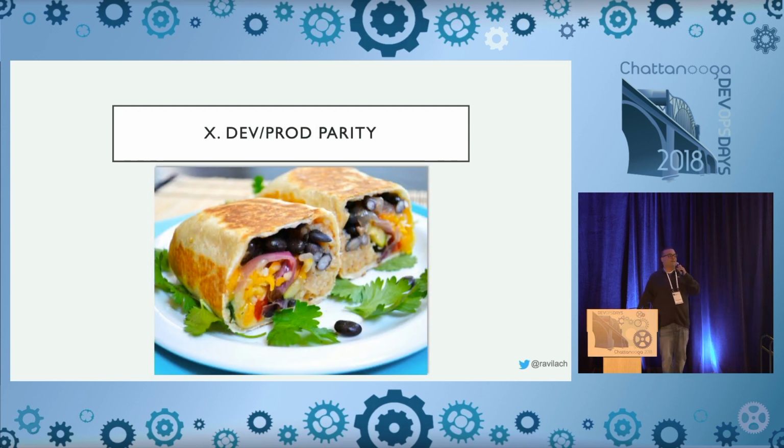And we all can talk about this all day, dev/prod parity. What happens in development should be the same as what happens in QA and in prod. We talk about it, but as an important factor in the 12-factor app, it should be there, right?